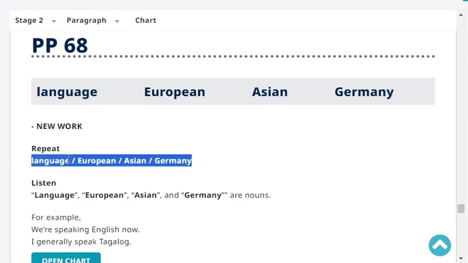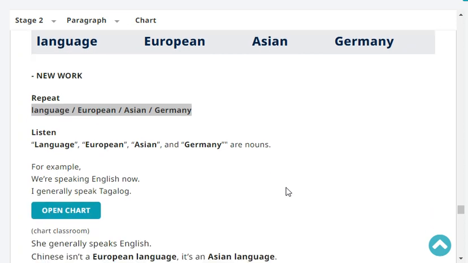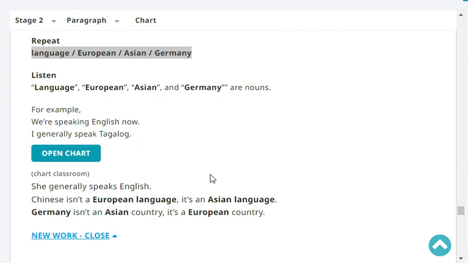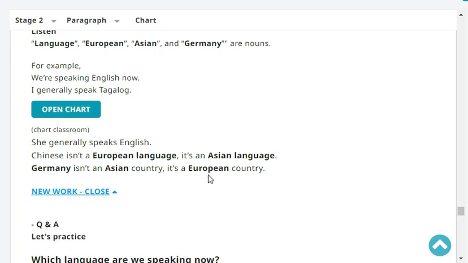Okay, next repeat. Language. European. Asian. Germany. Very good. Okay, listen. The words language, European, Asian, and Germany are all new. For example, we're speaking English now, but I generally speak Tagalog. She generally speaks English. Chinese isn't a European language, it's an Asian language. Germany isn't an Asian country, it's a European country.